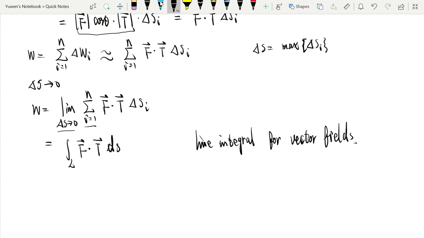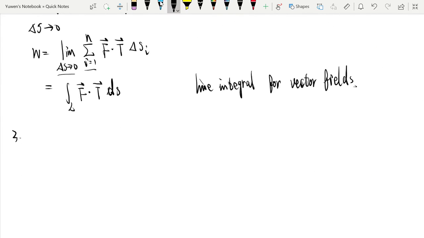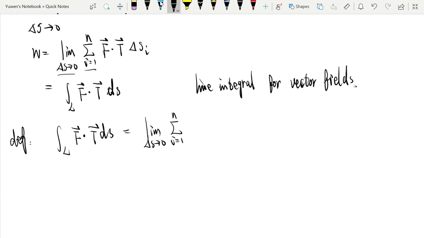So the definition is: the integral over L of F dot T ds is the limit as delta s tends to 0 of the summation, i from 1 to n, of F dot T delta si.